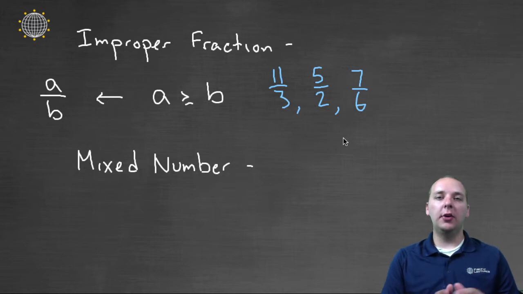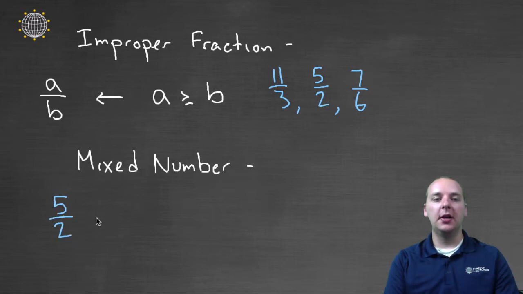Now, in earlier grades, in the younger grades, teachers usually shy away from improper fractions. They would actually prefer to write these as what are called mixed numbers. A mixed number would be, let's take 5/2 for example. 5/2 is an improper fraction, but if you think about that, this is 2 1/2, because 4/2 is 2 and 5/2 is an additional half. So you can write 5/2 as 2 1/2.